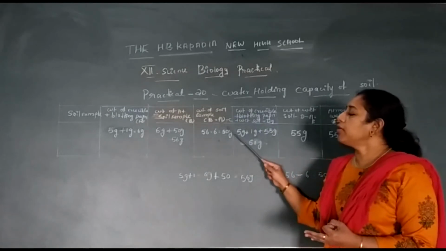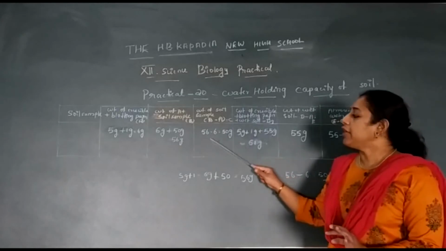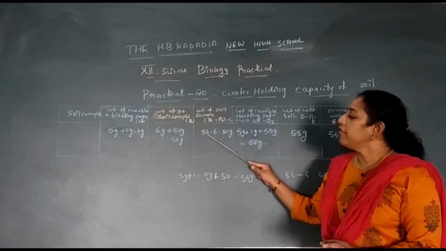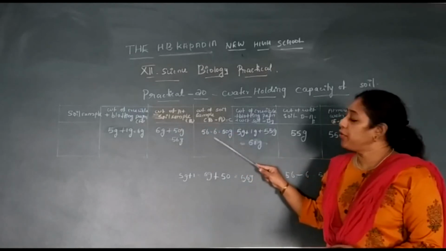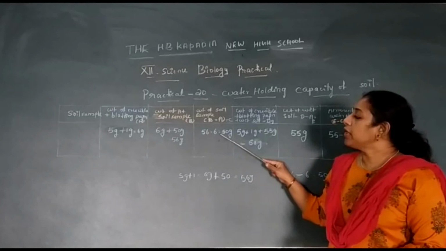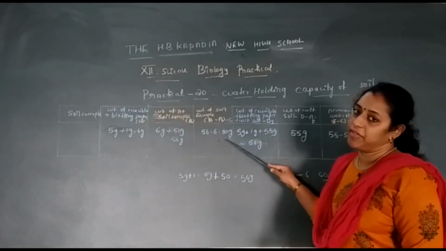In the third column we have to represent only the weight of the soil sample. How will we get the weight of the soil sample? It is 56 gram, including everything. From this we have to subtract the crucible weight. Okay, so we will get 50 gram.